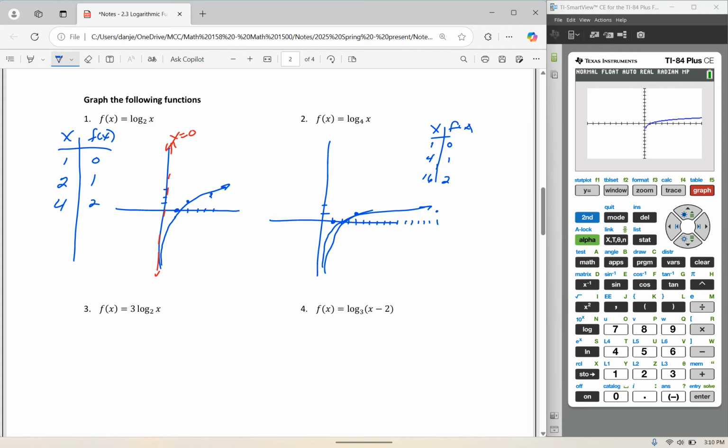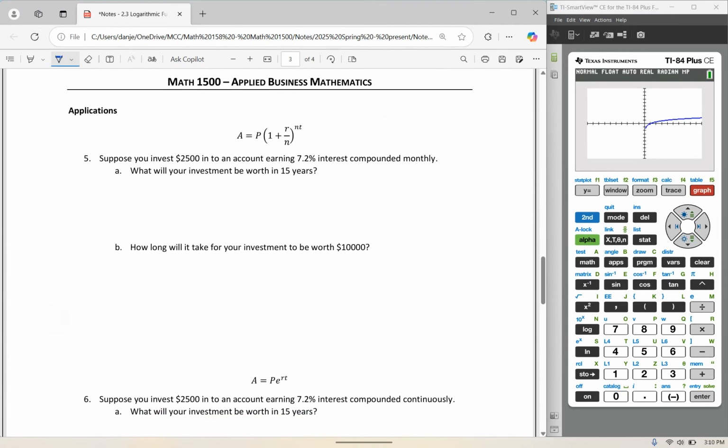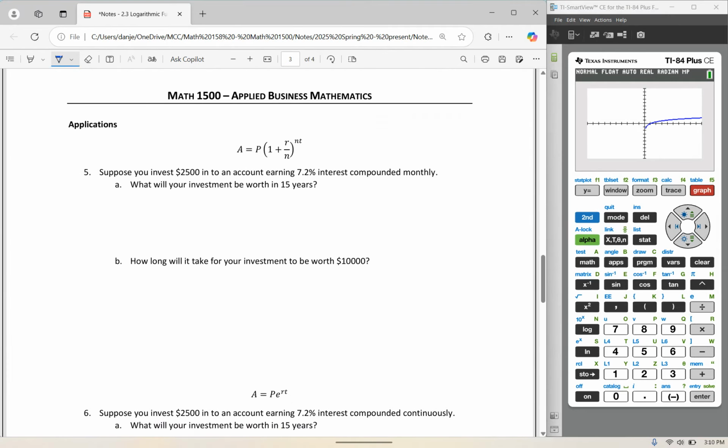You can play around with the graphing calculator with 3 and 4 for time's sake, and the fact that we don't graph logarithmic functions a lot. I'm going to skip those. I'm going to show where we're going to use logarithms more.